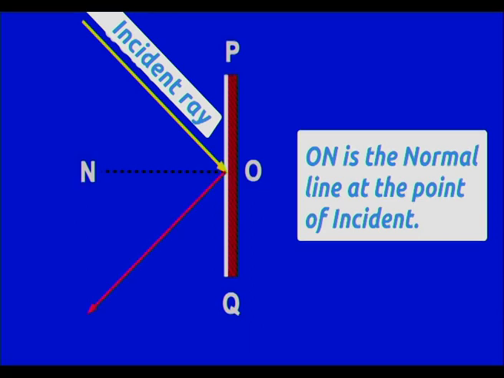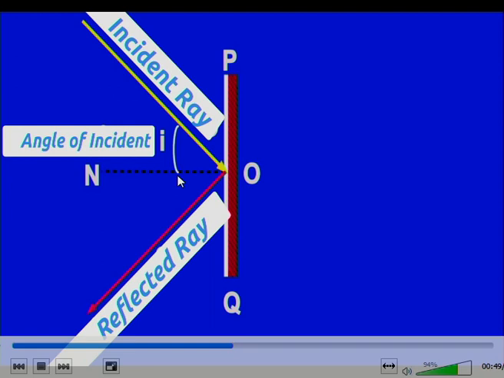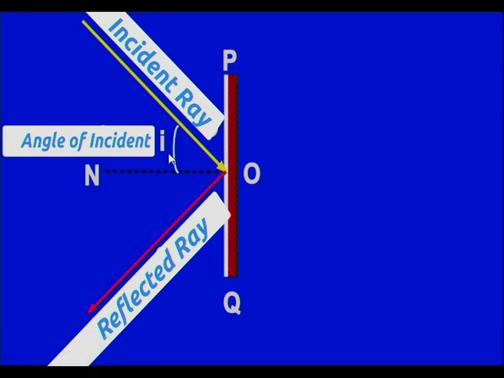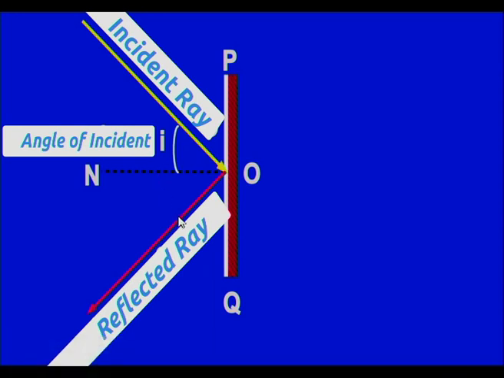ON is a normal line at the point of incident. Then the incident ray reflects back. This ray is called the reflected ray. See students, the angle between the normal and the incident ray is called the angle of incidence, and the angle formed between the normal line and the reflected ray is called the angle of reflection.